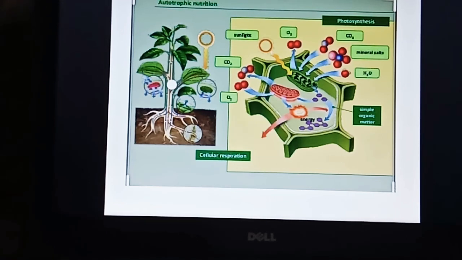Three main events which occur during photosynthesis are: first, the absorption of light energy by chlorophyll. Second, the conversion of the light energy to chemical energy and splitting of molecules of water into hydrogen and oxygen. And third, the reduction of carbon dioxide into carbohydrates.